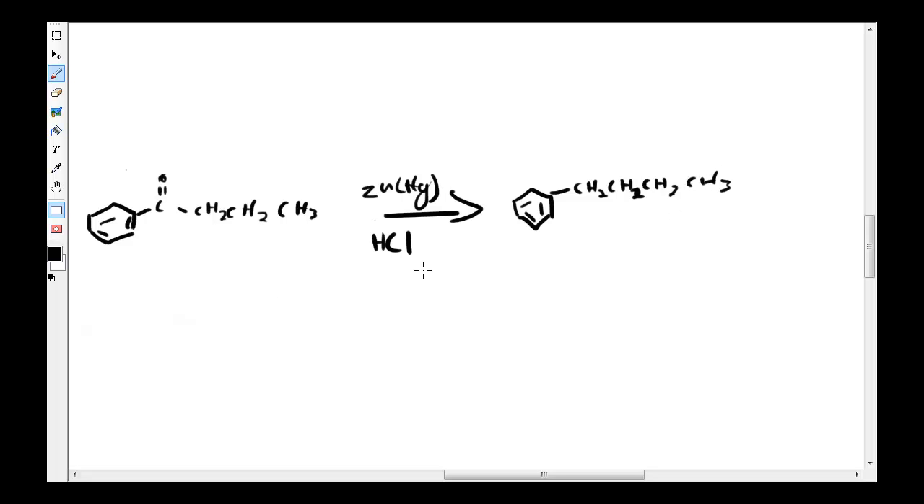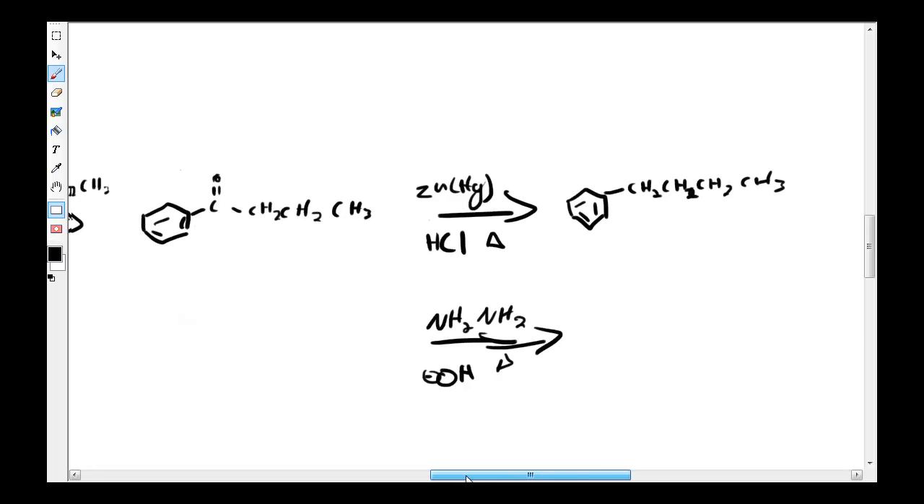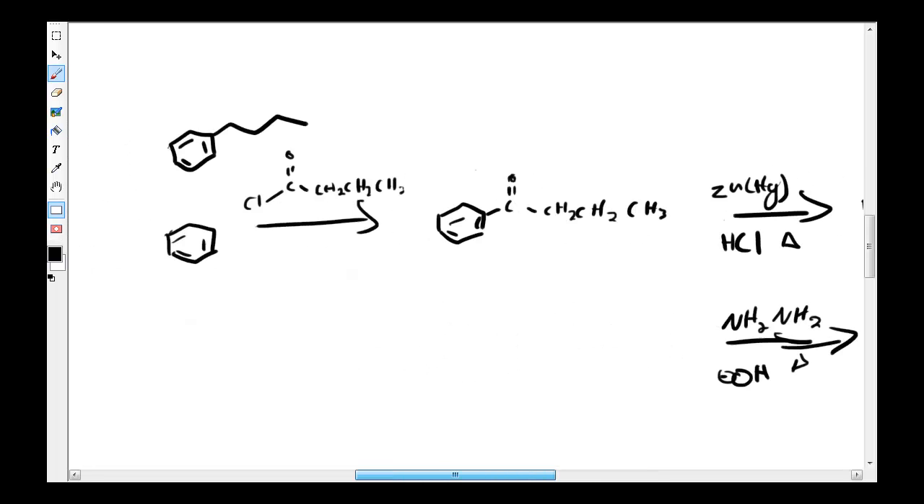Now the other one is NH2NH2 with hydroxide, and both of these require heat actually. So I guess it's not really hard to write. I don't know. I just like the zinc mercury better.